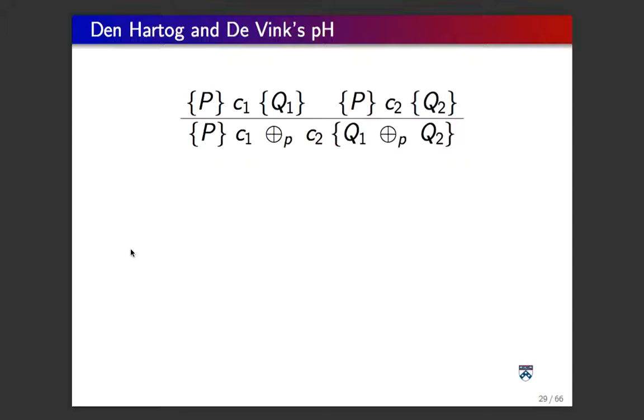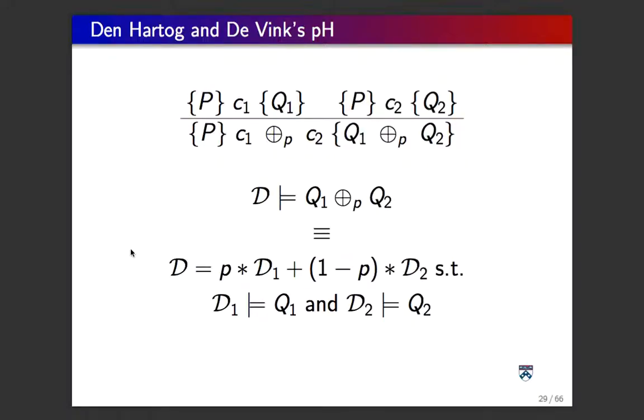And what does that combination mean? We say that a distribution D satisfies Q1 ⊕_p Q2 if D can be split into two different distributions, which then scaled satisfy Q1 and Q2 respectively, which kind of means that Q1 ⊕_p Q2 can't really be compressed to anything less than that. Anytime you have a ⊕, you're kind of stuck with it. It's not something that rewrites the postconditions, which is maybe what we would like to see.